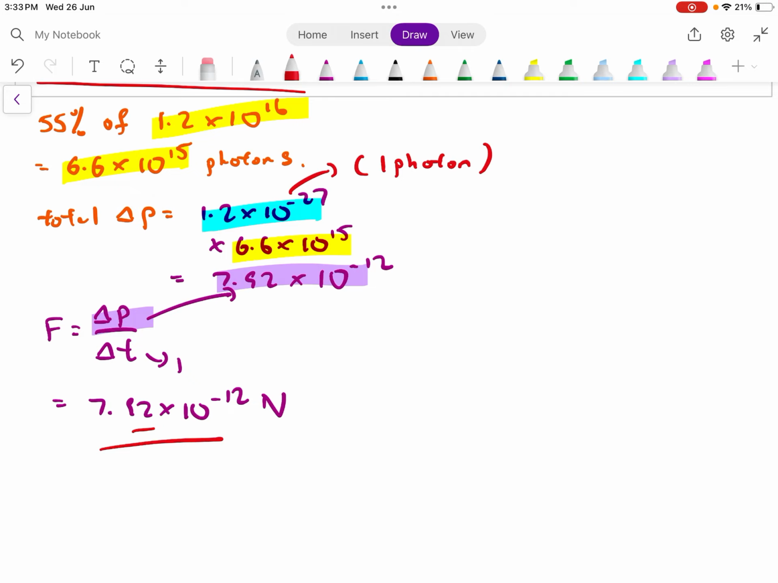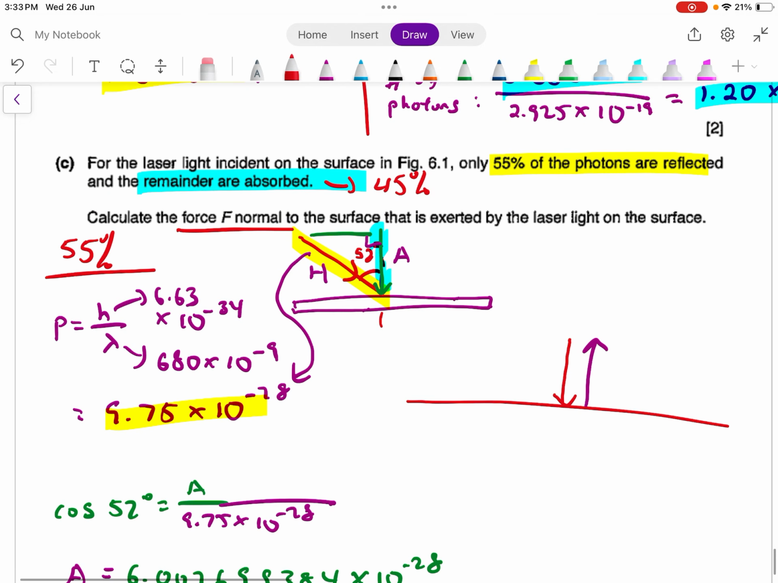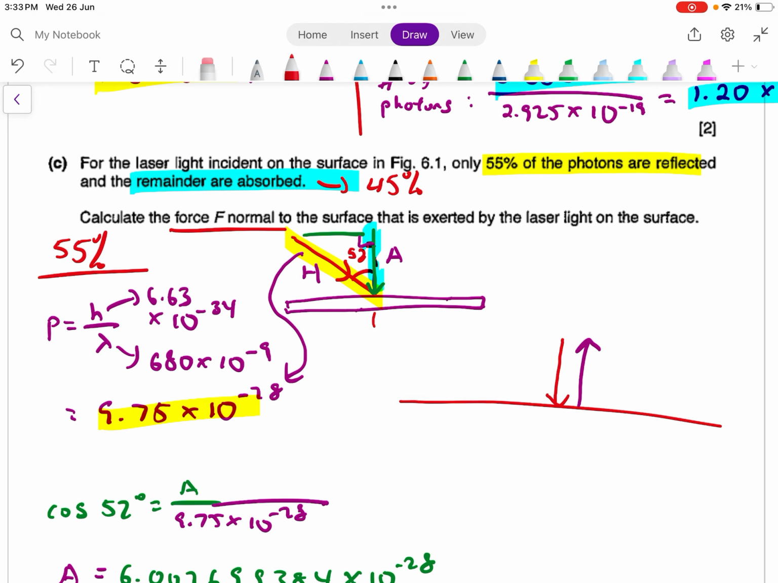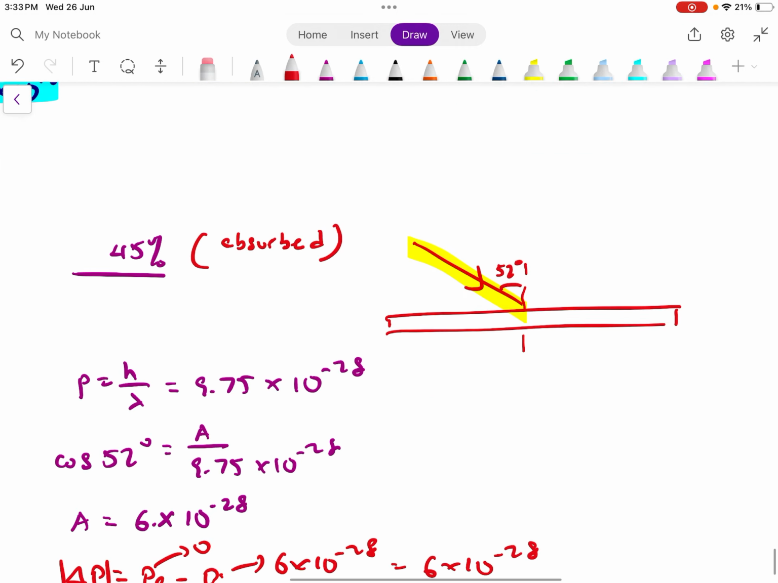Of course, sad to say that's not the end of the story. There's still a 45%, because they say 45% are being absorbed. So 45% being absorbed means that the final momentum will be zero, because you get absorbed. So you will not get reflected, which means that the final momentum is zero. Okay, let's determine the final 45% one.